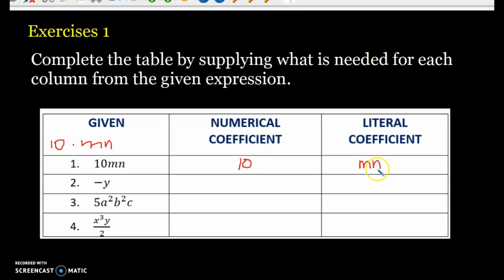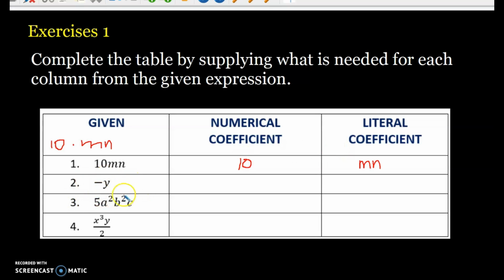So, if you put a comma between m and n, that is considered to be incorrect, because a comma is used as a separator. It separates m and n. For literal coefficient, it's a composition of variables with exponents. So, we have here 10 as the numerical coefficient and mn as the literal coefficient.